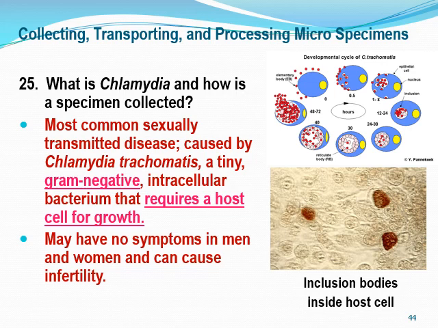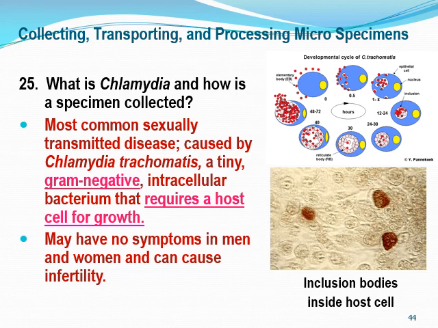So now we're talking about chlamydia. So what is chlamydia, and how is a specimen collected? It's the most common sexually transmitted disease, okay? And it's caused by Chlamydia trachomatis, which is a tiny gram-negative intracellular bacteria that requires a host cell for growth, right? You may have no symptoms in men. In women, it can cause infertility. That's why we want to catch it early, okay?